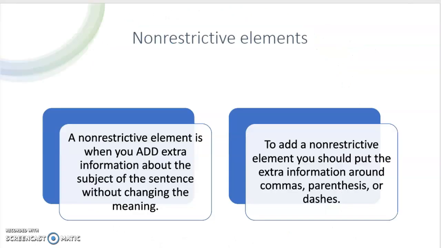This is actually question number 3 every Monday. So you can use your previous weeks to help you. So non-restrictive element, first you need to know what it is. It's when you add extra information about the subject of the sentence without changing the meaning. To add a non-restrictive element, you should put the extra information around commas, parentheses, or dashes. Okay, so let's look at a few examples.